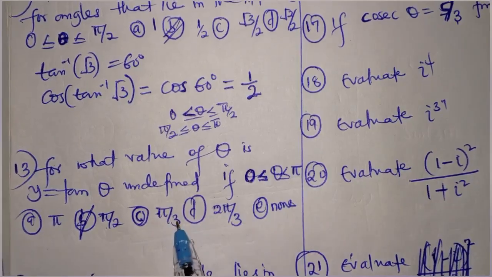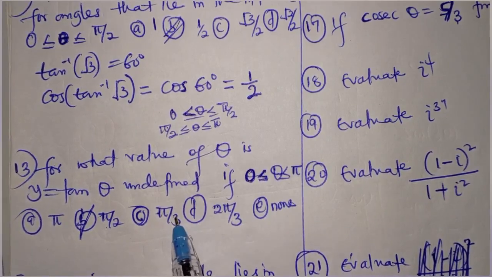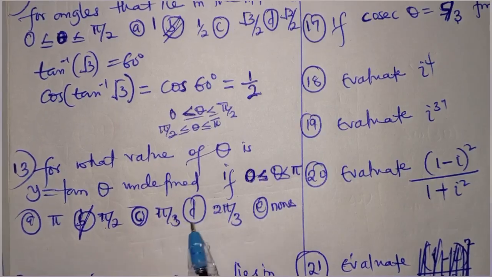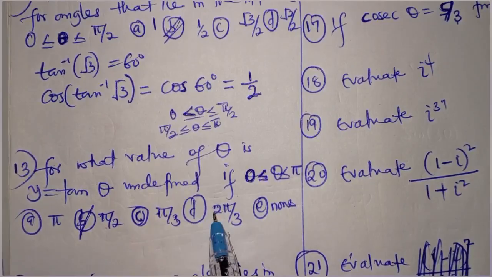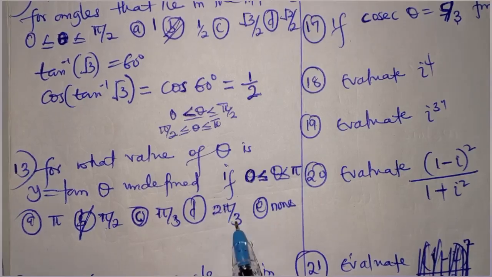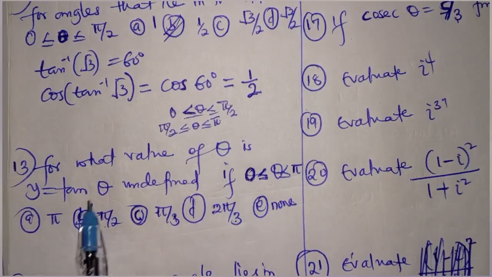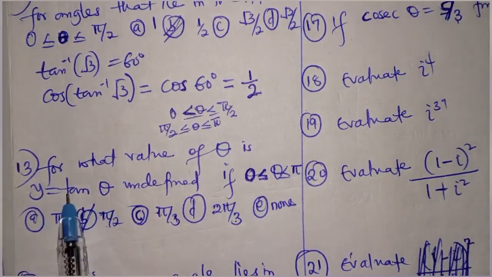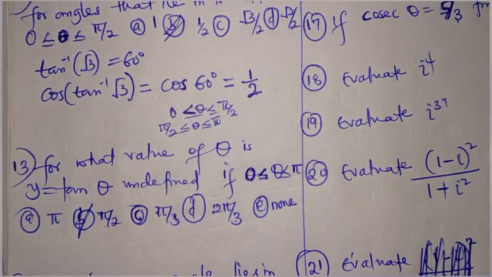Pi over 3 is 180 degrees over 3, and that's 60 degrees. Tan 60 degrees is defined, it has a value, and that's root 3. Also, 2 pi over 3 is 2 times 180, which is 360, divided by 3, and that's 120 degrees. So tan 120 degrees also has a value, and that value is minus root 3. For theta equal to pi over 2, the tangent is undefined. That is the point.